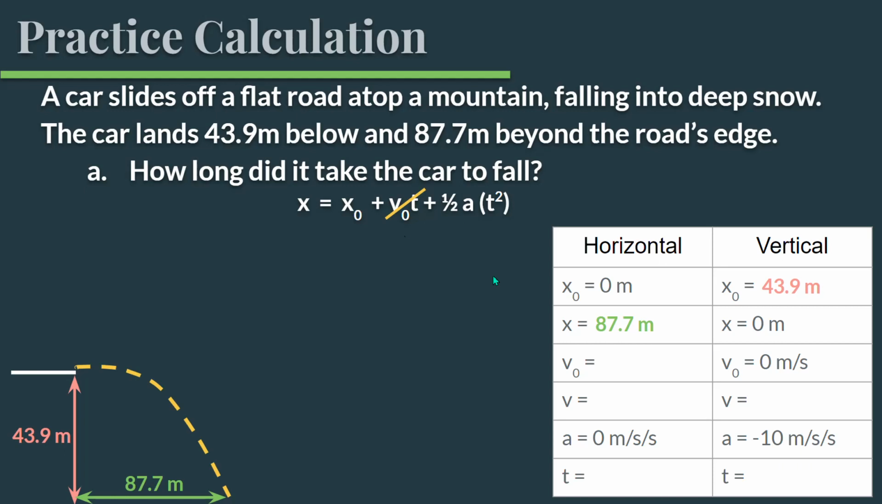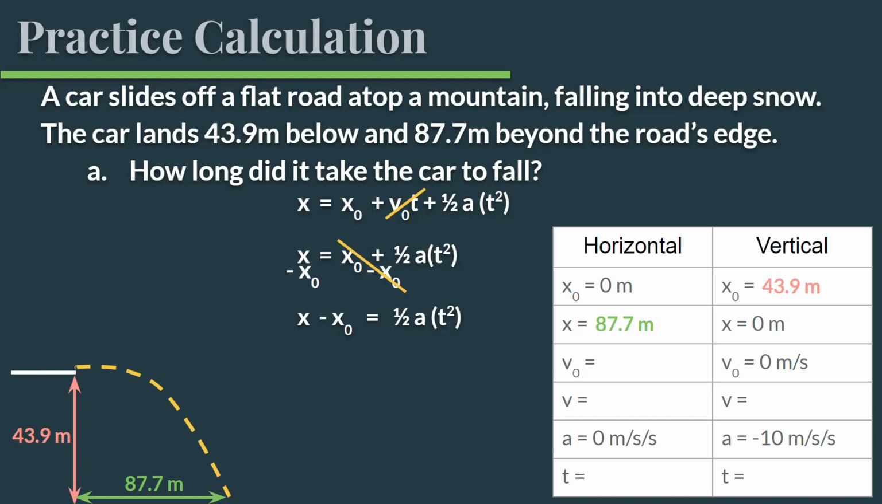Now, the first thing I'm going to do is note that v naught is 0. So v naught times t will also be 0. I'm just going to go ahead and cross that off. And I'm going to rearrange this equation to isolate t and get t by itself. If I want to get time by itself, I need to subtract x naught from both sides. And now I have x minus x naught equals 1/2 at squared.